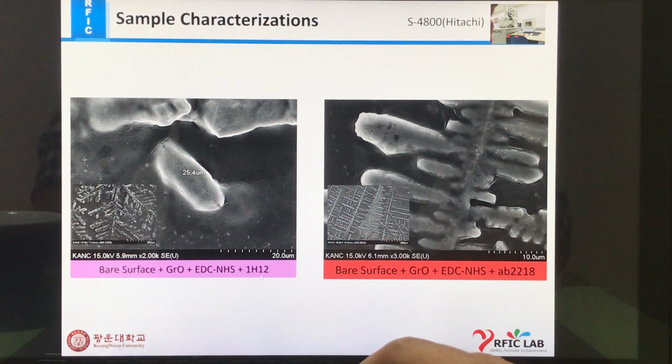So this is the 1H12 antibody. In the presence of this antibody, we show the branches structure. As you also saw in the AFM images, we got the branches kind of shining on the surface, so we signify that our antibody is on the surface. And simultaneously the same in the AB2218, we got the same kind of structure branches, and it shows the antibody is on the surface and it acts the same.